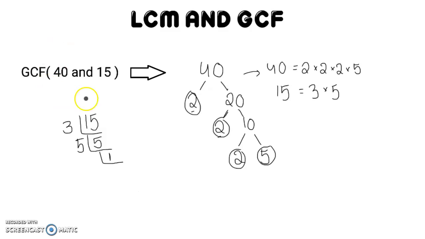The next step is to look at which factors are common between the prime factorizations of 40 and 15. The only factor that we see which is common between 40 and 15 is 5. So, the GCF of 40 and 15 is equal to 5. So, the answer to this question is 5.